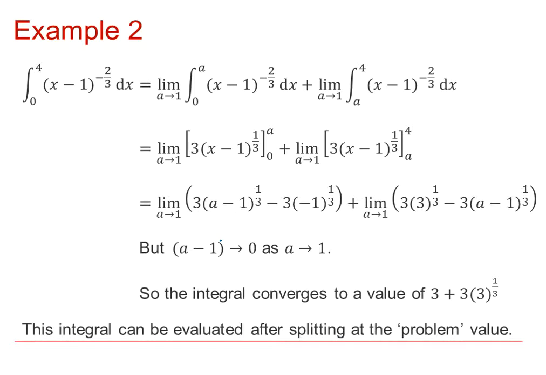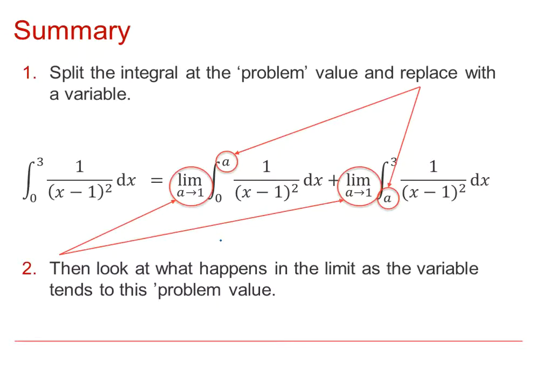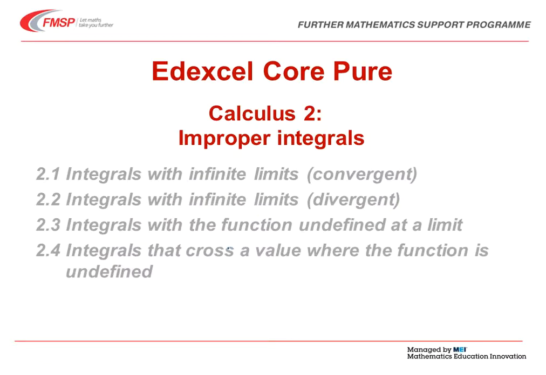So the integral does converge on a value, and we can find that value by splitting the interval at the problem value, which in this case was 1, and then seeing what happens as a approaches that problematic value. So the process is to split the integral at the problem value and replace with a variable. In this case we've used a, and then having evaluated the integrals, we then look at what happens in the limiting case as the variable a approaches its true value, which in this case was 1. And that brings us to the end of Calculus 2, Improper Integrals.